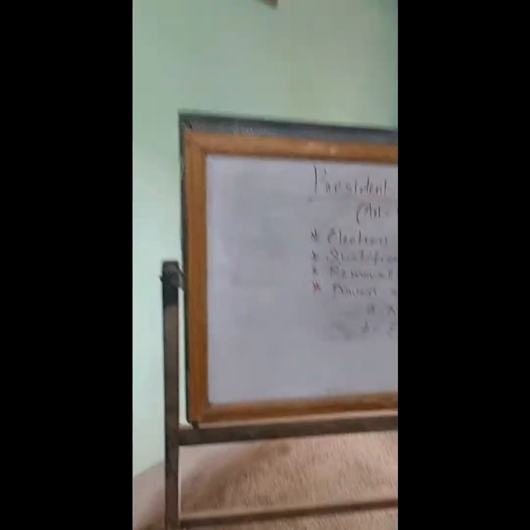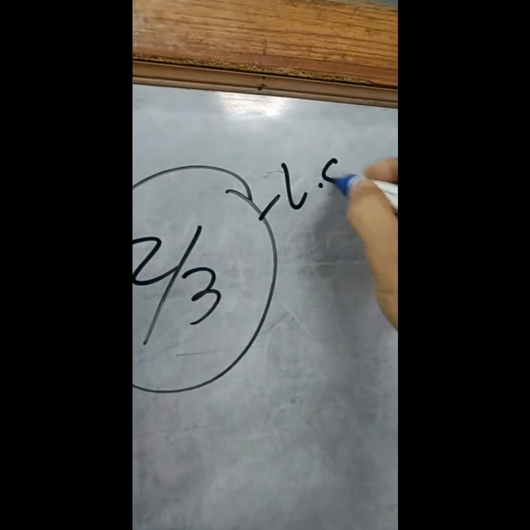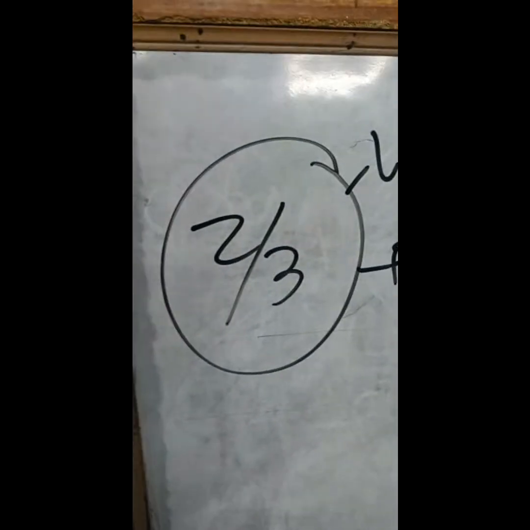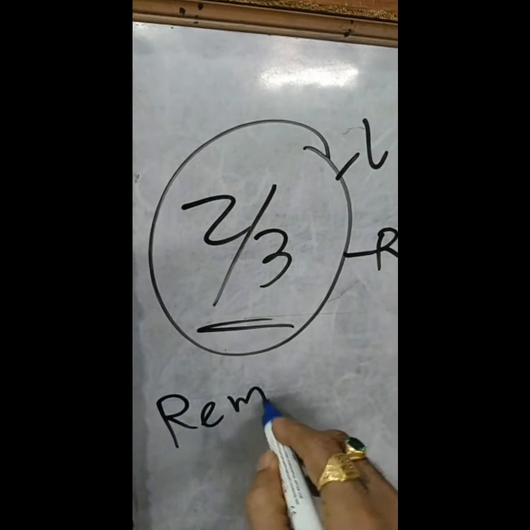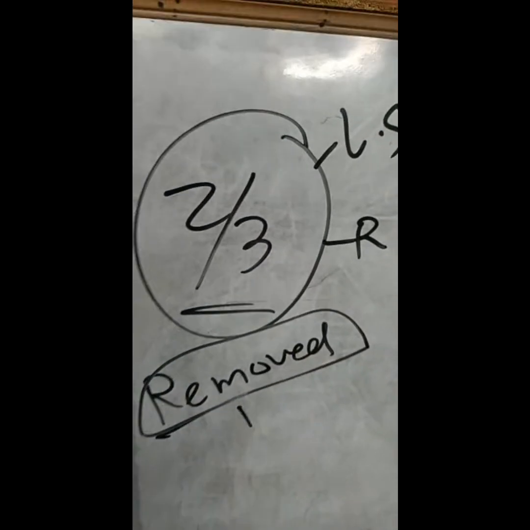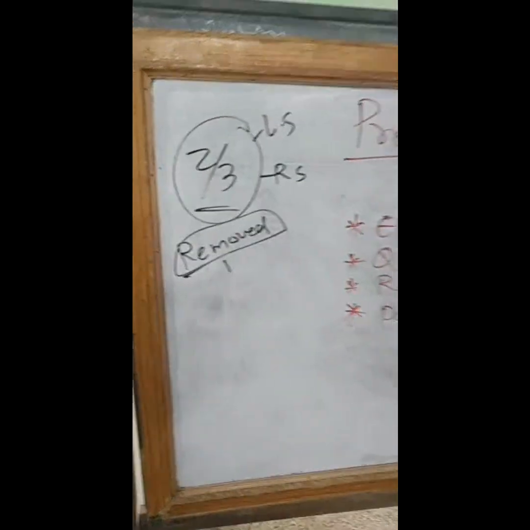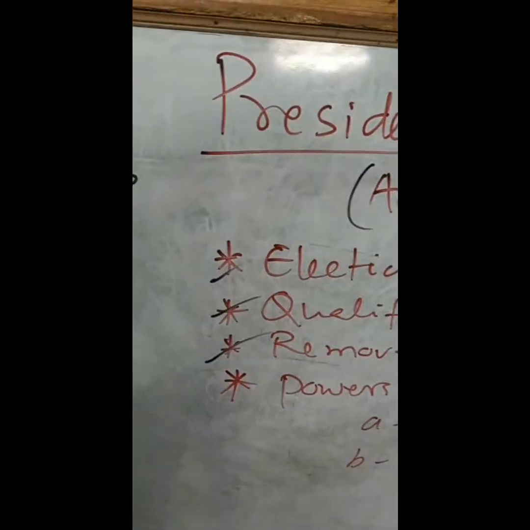Both members of Lok Sabha and Rajya Sabha will vote in Parliament. If the 2/3 majority of members present and voting from both houses, how much majority? 2/3. Lok Sabha, Rajya Sabha. If they support it, then he is removed. President is removed. Can be removed. Clear? This is what I told you so far: election, qualification and removal.